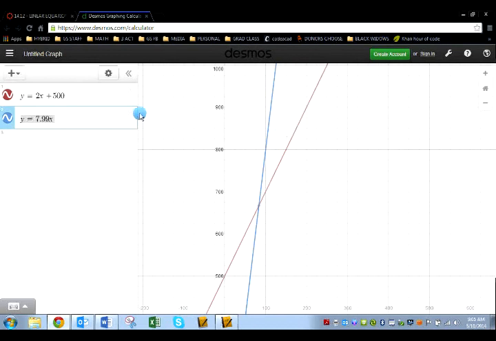So this is an introduction to Desmos. And notice, over to the right here real quick, you can create an account or sign in, but you don't need to use it. So you can just type in your equations and work from there. Okay, good luck.